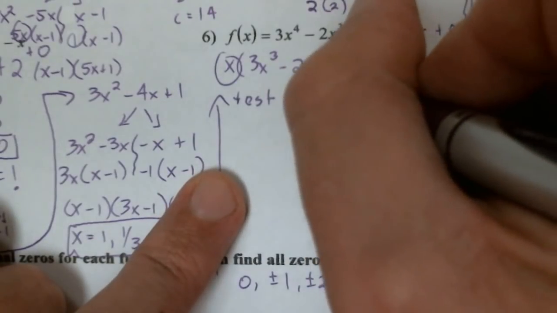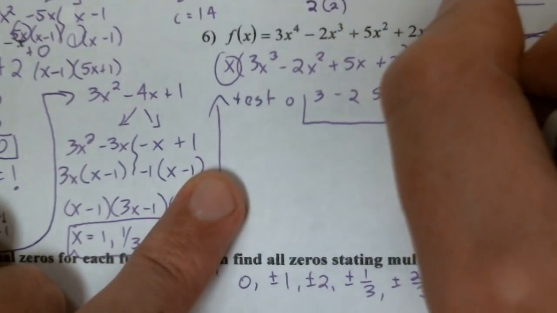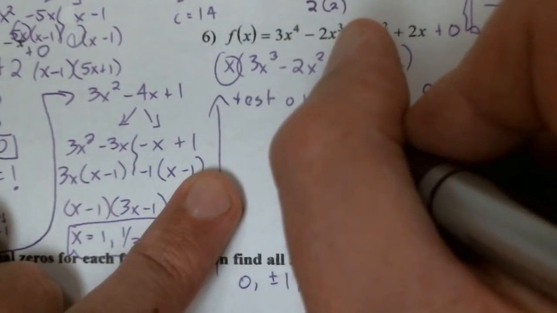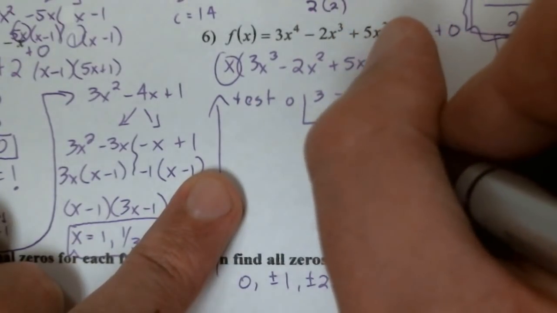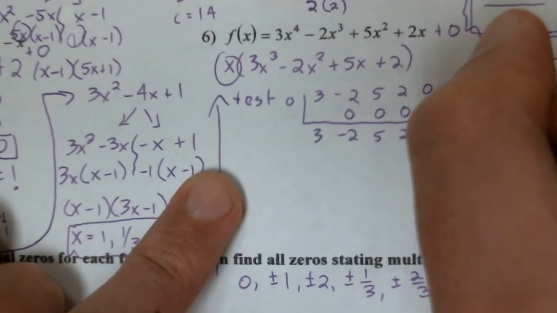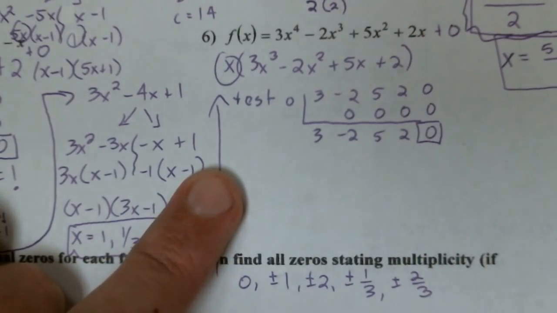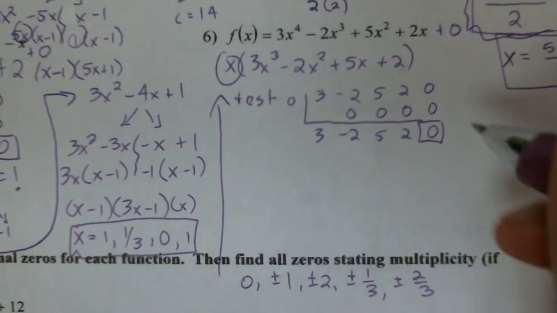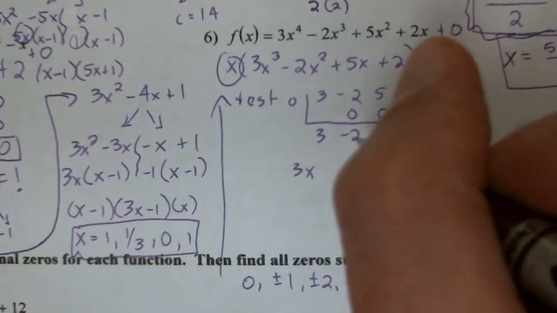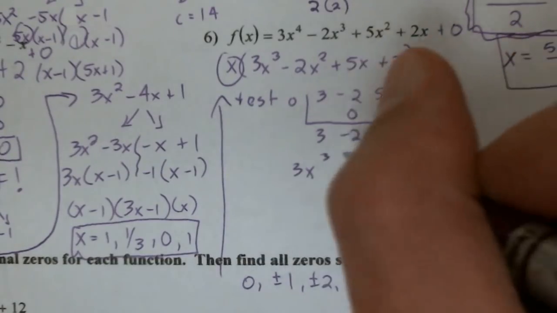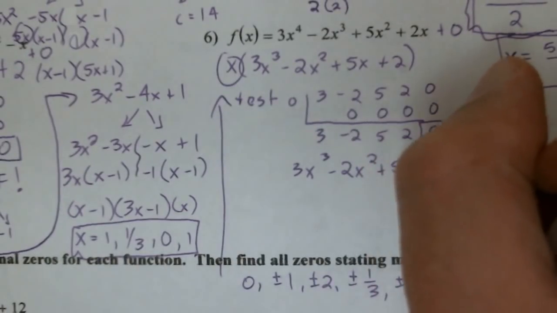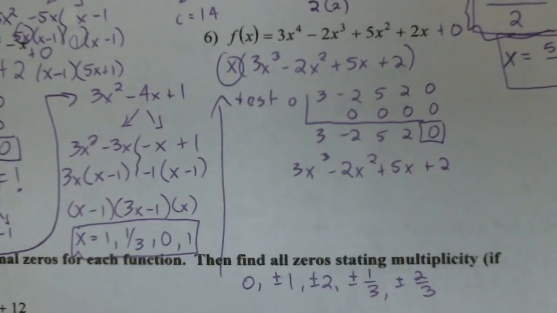All right, 3, negative 2, 5, 2, and 0. That's going to be 3. That's going to be 0, negative 2, 0, 5. So these are all just 0. 0 times everything is just 0. So that takes me down to 3x to the 3rd minus 2x squared plus 5x plus 2.